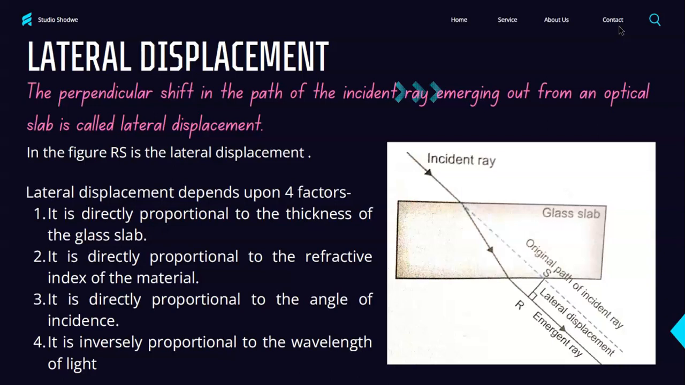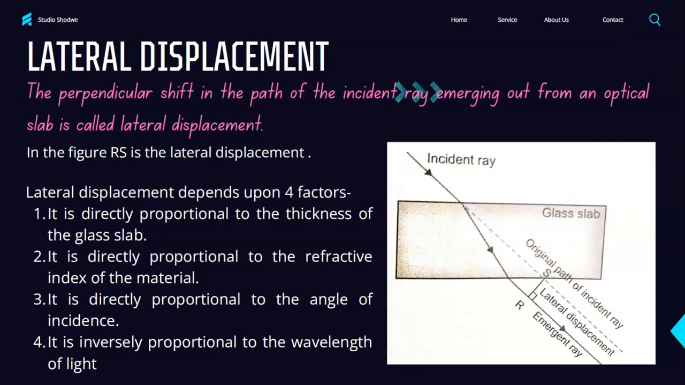It will shift away more because obviously it will bend more. Number two, it is directly proportional to the refractive index of the material. In other words, density of the material. More the density, more will be the bending, more will be the lateral shift. Third, it is directly proportional to the angle of incidence.